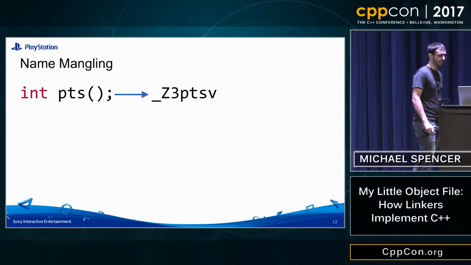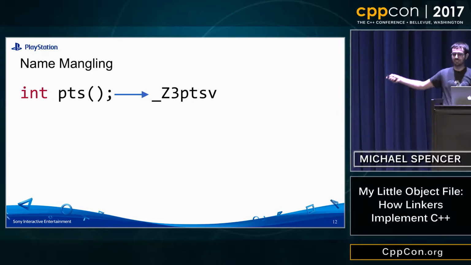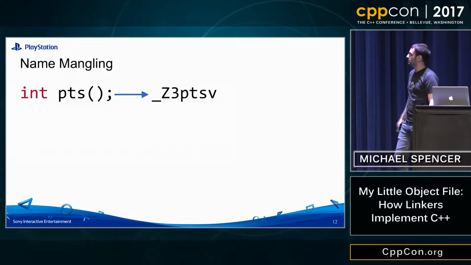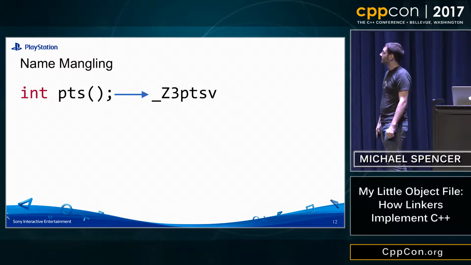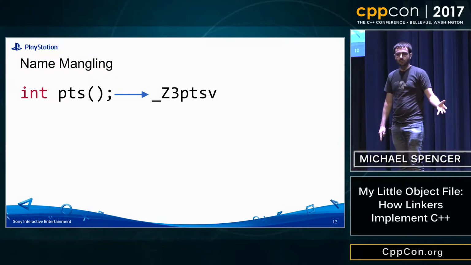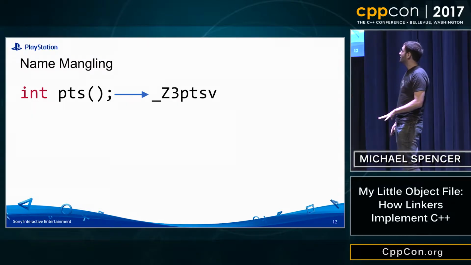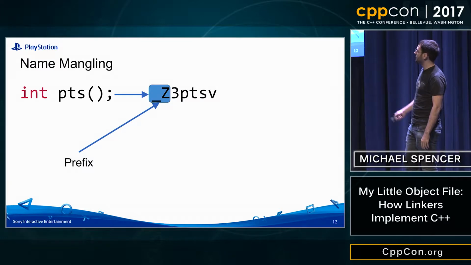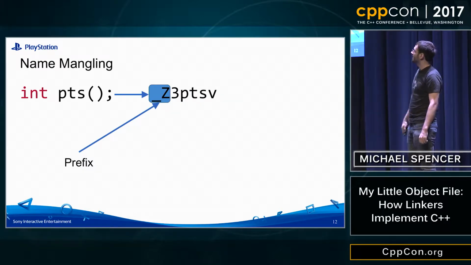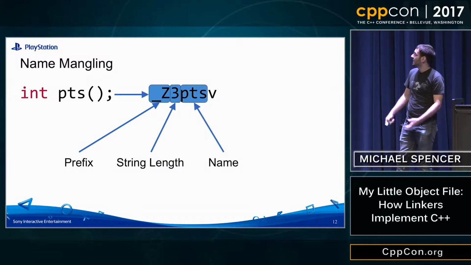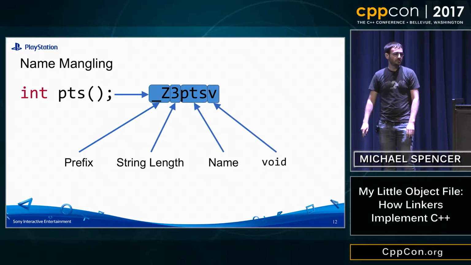Let's take a closer look at that name. So that name is actually pretty weird. It's got this _Z3ptsv. But actually, that's what the definition comes from. It was just int pts. So there's both the Itanium mangling and the Windows mangling. I was going to explain a little bit about the Itanium mangling here. You can actually get really deep into it. It's kind of complicated, but there's a prefix, _Z, string length, the name, and then void, because it doesn't take any parameters.